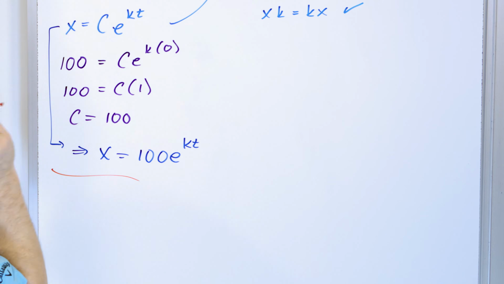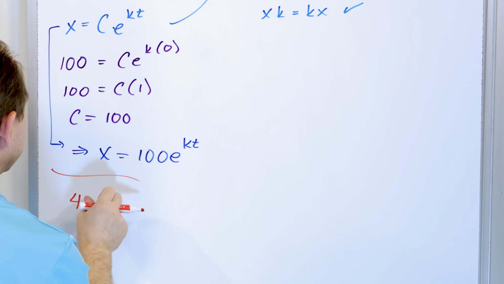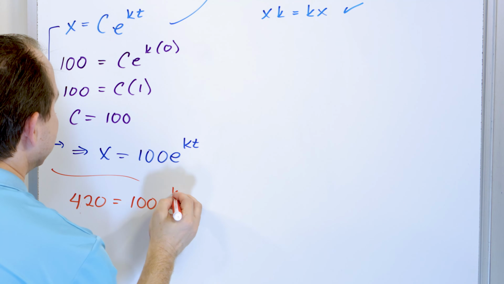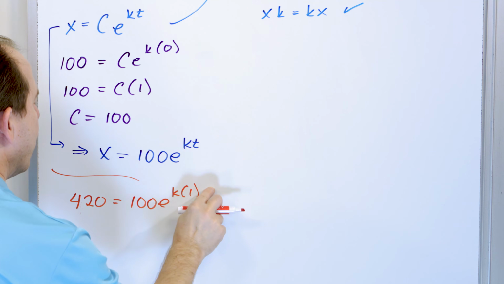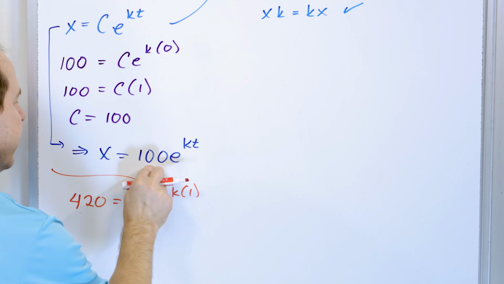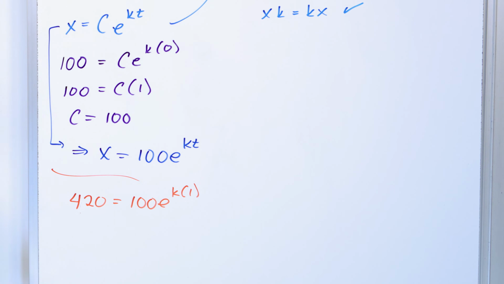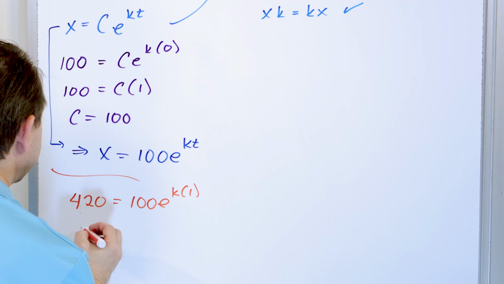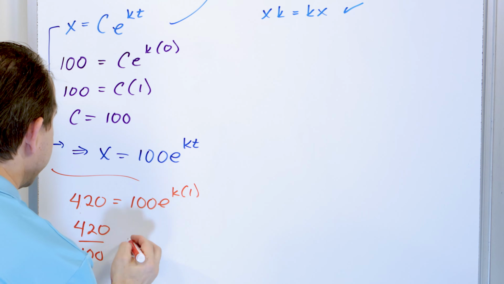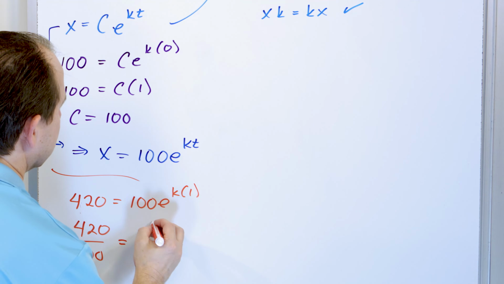So again, I can start with this, and I can say that 420 is the population at 1 hour in the future. So I put 1 hour in here, and I put 420 here, and I'm using the most fully up-to-date version of the equation that I have here. And so I'm going to have on the left-hand side 420 over 100 when I divide by this, and it's going to be e to the k on the right-hand side, like this.